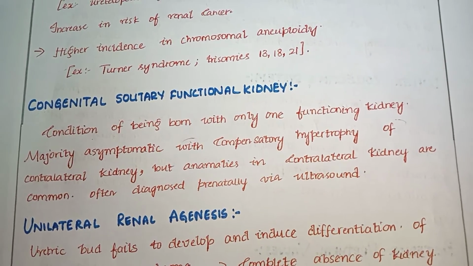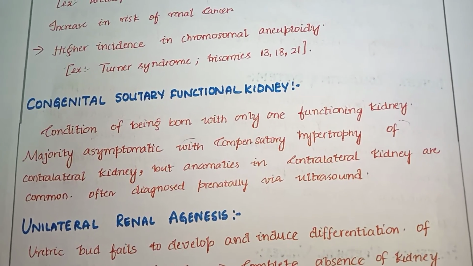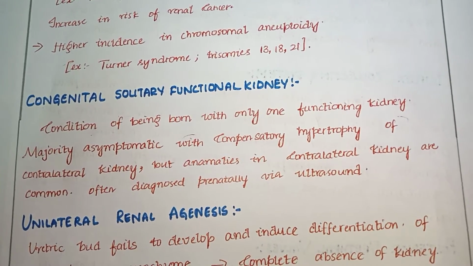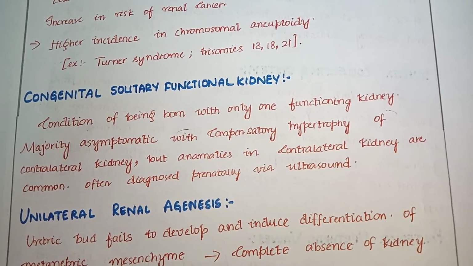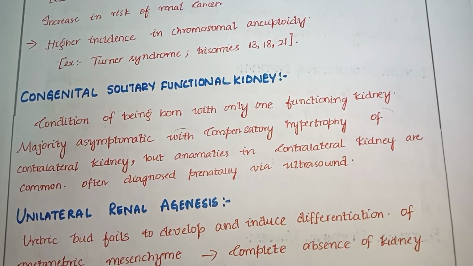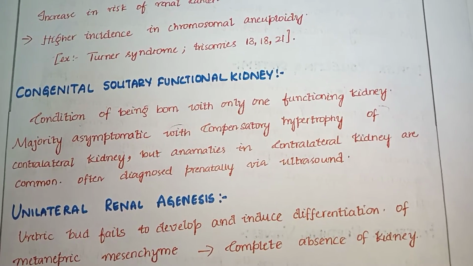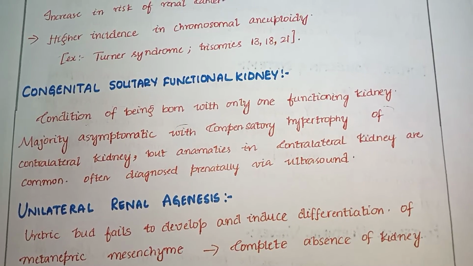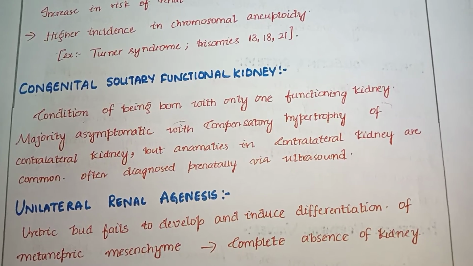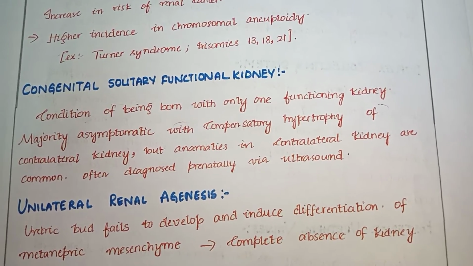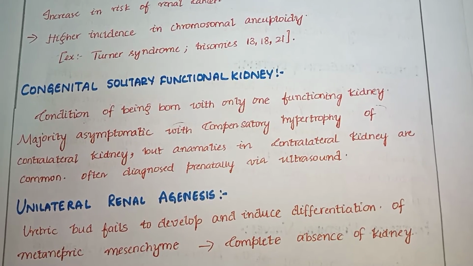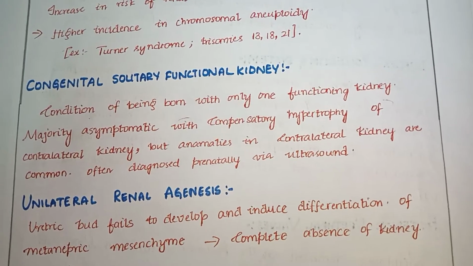The third congenital malformation is congenital solitary functional kidney. Here, the condition of being born with only one functioning kidney is present. The majority are asymptomatic with compensatory hypertrophy of the contralateral kidney, but anomalies in the contralateral kidney are common. Often it is diagnosed prenatally through ultrasound.